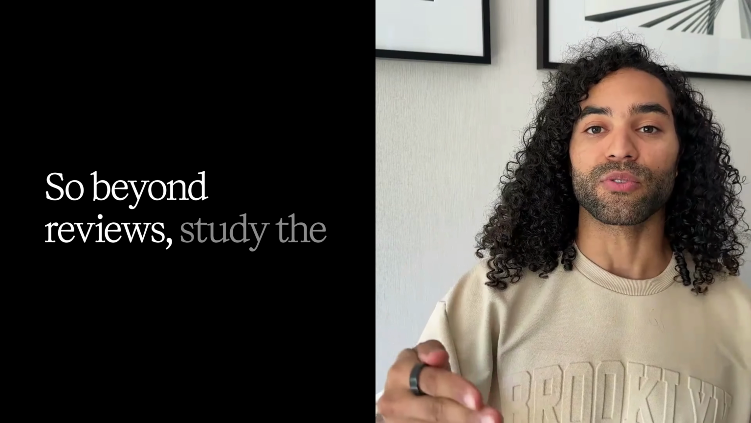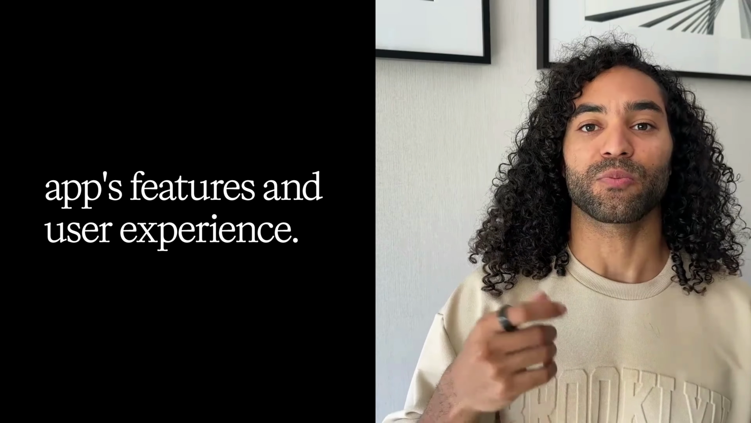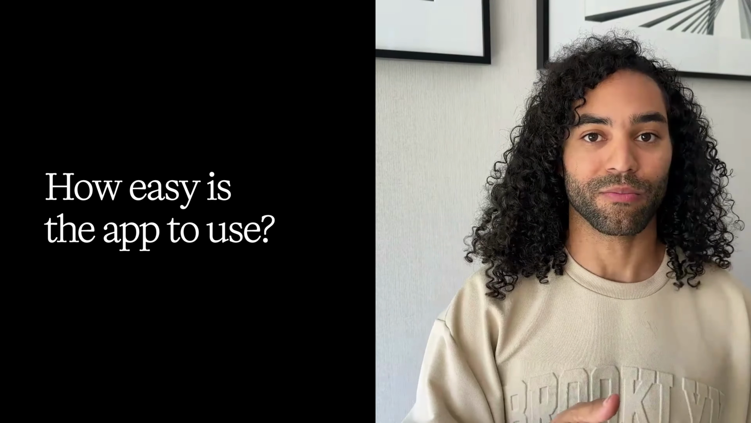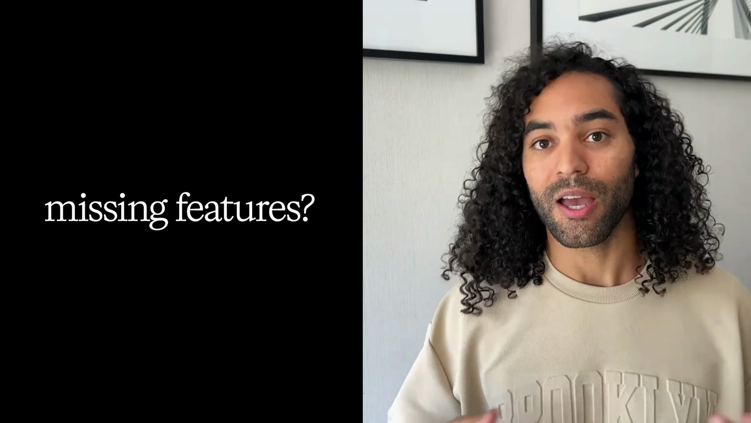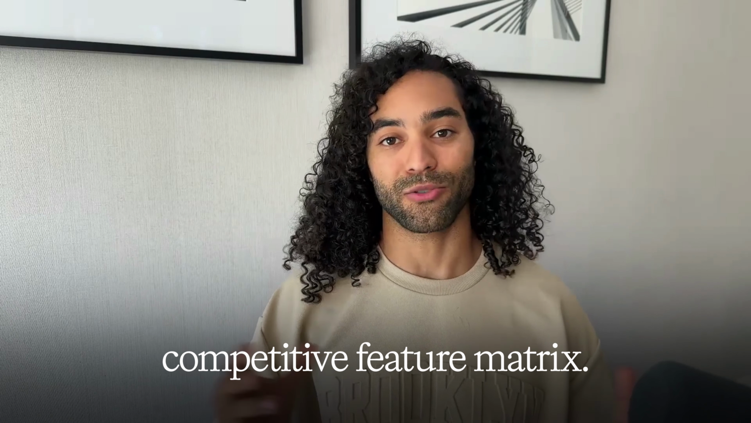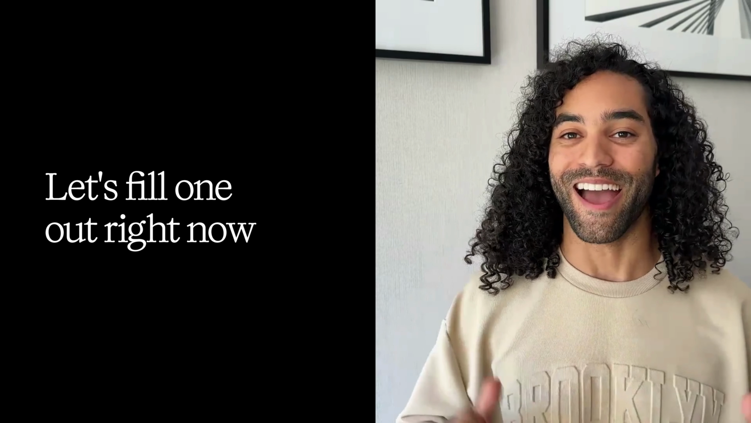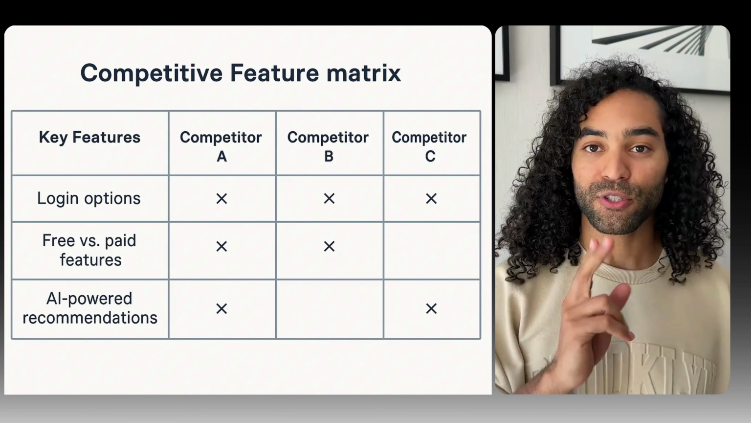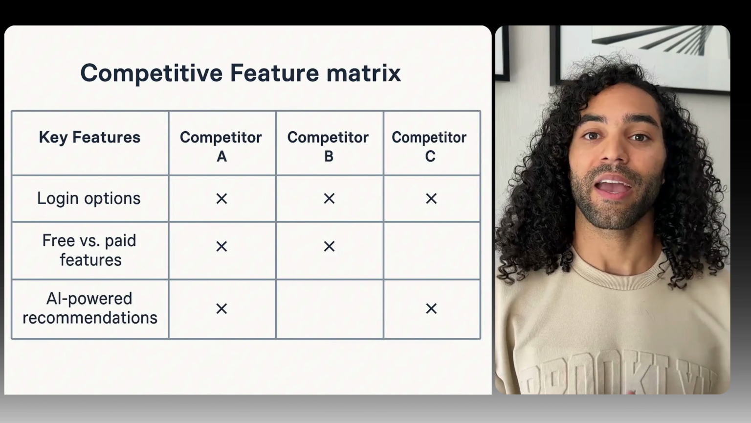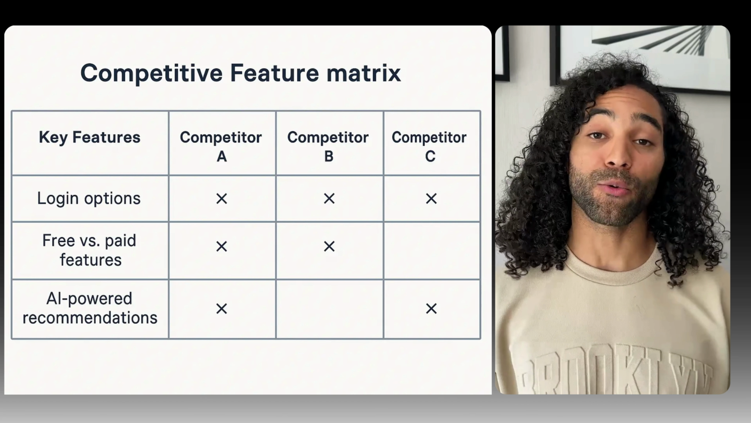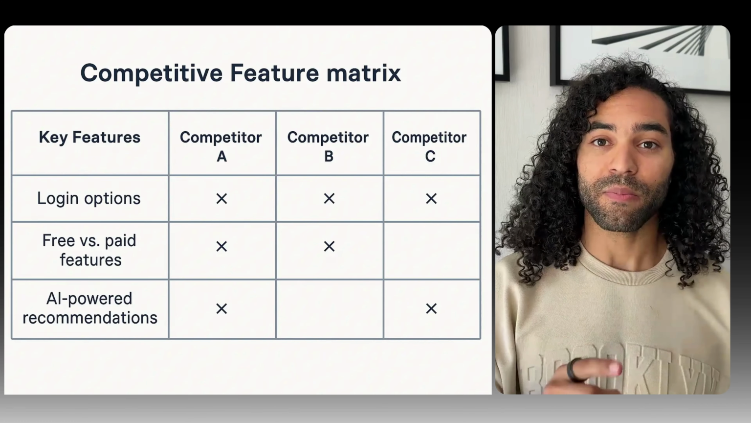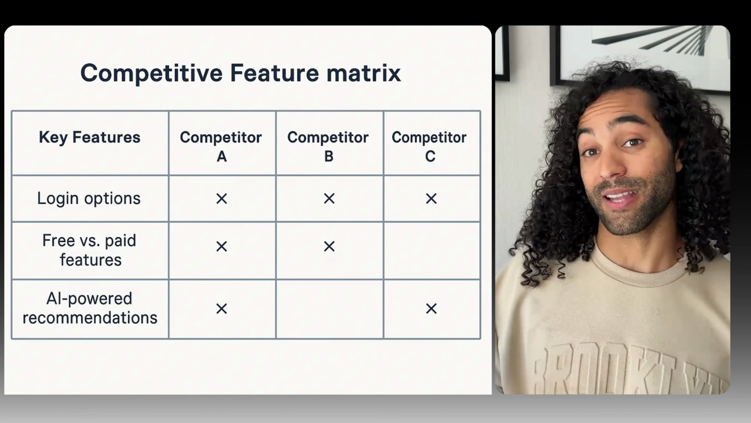So beyond reviews, study the app's features and user experience. What's the core functionality? How easy is the app to use? Are users requesting missing features? A great way to compare competitors is by creating a simple competitor feature matrix. Let's fill one out right now. On a Google spreadsheet, in the first column, list key features like login options, free versus paid features, and unique technology like AI-powered recommendations. Then compare how competitors stack up against each other. This makes it easy to identify where your app can stand out.